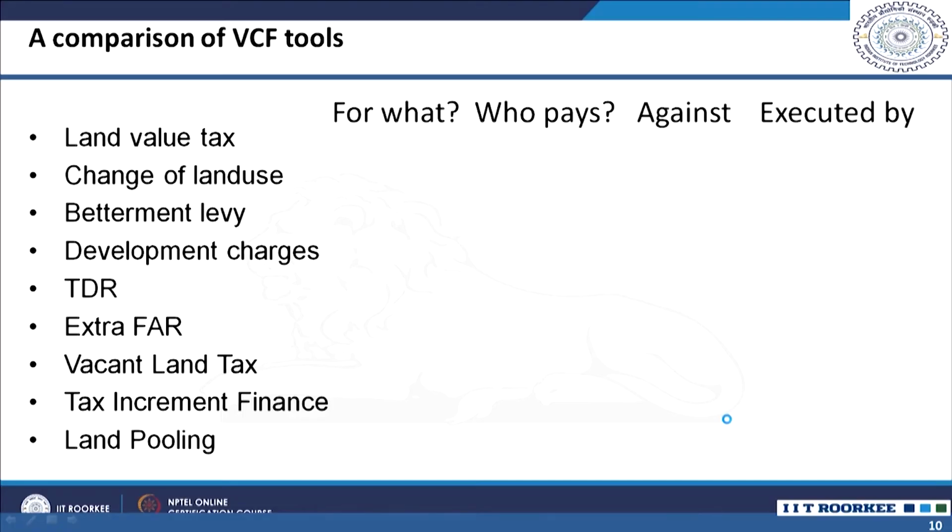Under 4 categories we will discuss that: what is the basic reason for this mechanism, then who pays, who is the funding source, or who is the client here, or who is the end user of this tool, and how and why they are paying, against what, is it a land or some right or infrastructure, etc., and by whom it is executed. These are the questions we are going to ask.